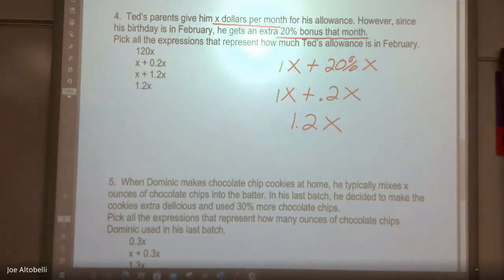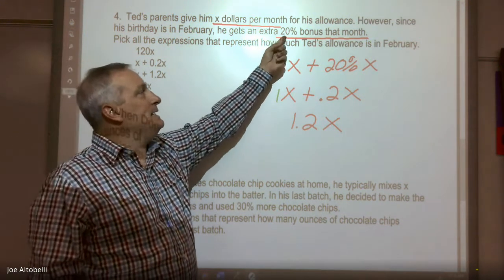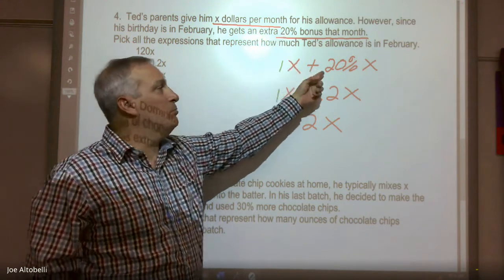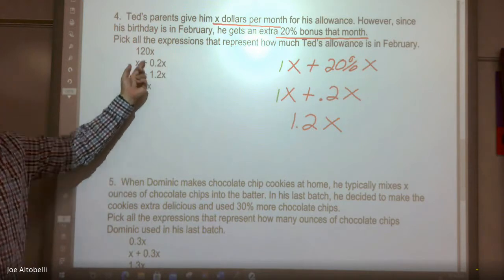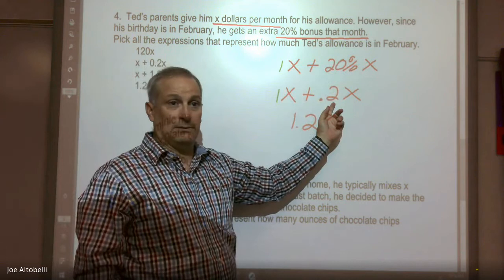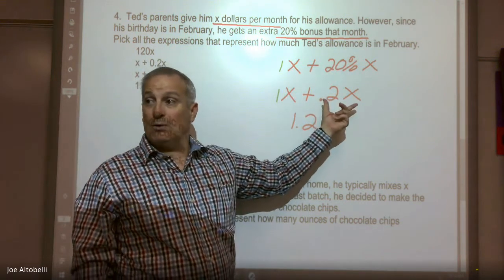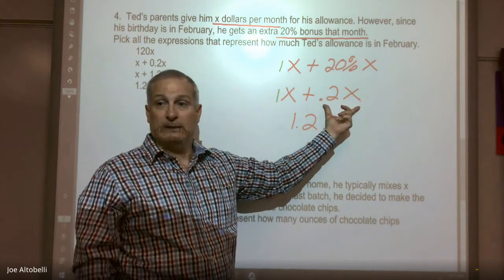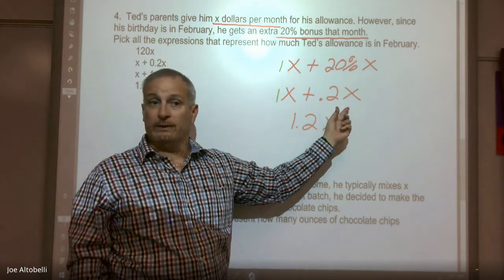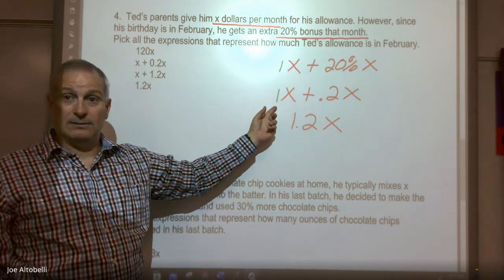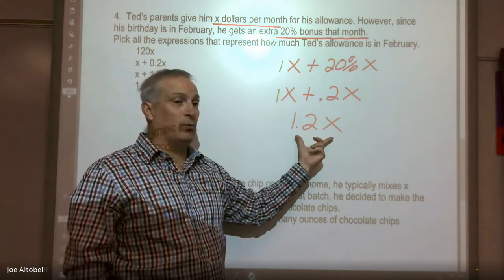All right, so let's take a look here. First of all, he gets X dollars per month. Okay, then he gets a 20% bonus. The 20% bonus, nothing over here is written in a percent. So I have to write it as a decimal. And 20% bonus, that's 20% of his allowance. So that's how you write it, is 0.2x. Because it's 20% of his allowance. So it's 0.2x. He's already getting X. So X plus 0.2X is 1.2X.